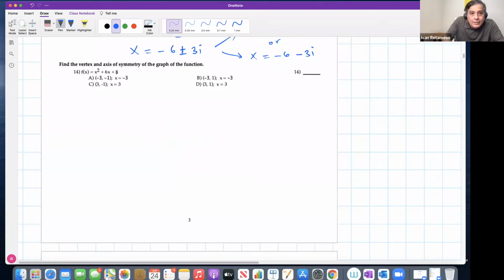So find the vertex and axis of symmetry of the graph of the function f of x equals x squared minus 6x plus 8. It is a quadratic function, right? We know that the graphs of quadratic functions are parabolas, either opening upward or downward, depending on the sign of the leading coefficient. This has a equal to 1, positive, so you expect a parabola opening upward.